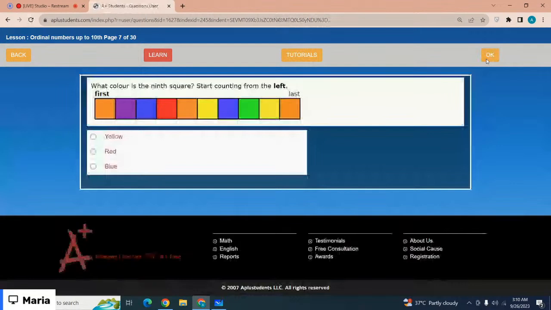What color is the ninth square? Start counting from the left. Yes, that would be yellow. The correct option is yellow.